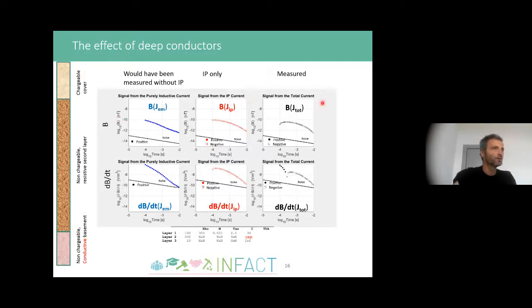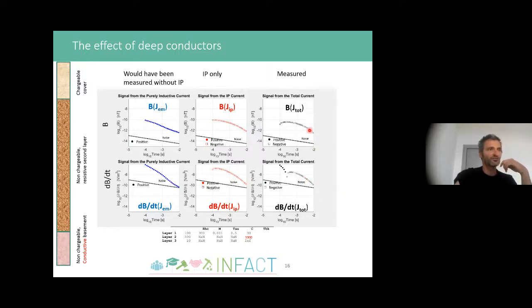Again, B field in the top, dB/dt in the bottom. Again, on the left-hand side is what you would have measured in total absence of chargeability, anything chargeable anywhere. In the middle is the contribution of the IP current only. And on the right-hand side is what you actually measure. When you have a conductor so deep, you're not going to see it, not with a 25 Hertz system above noise level. And rightly so, you don't see it. Again, filled dots are positive and open squares are negative. Now I'm going to start putting these shallower and shallower.